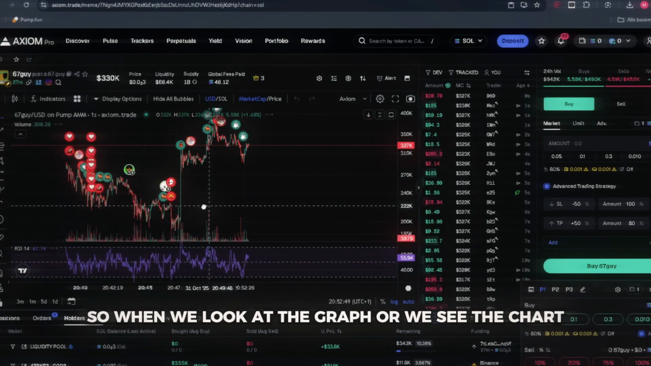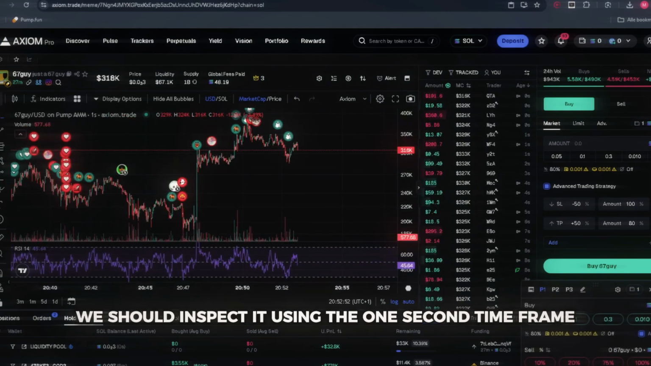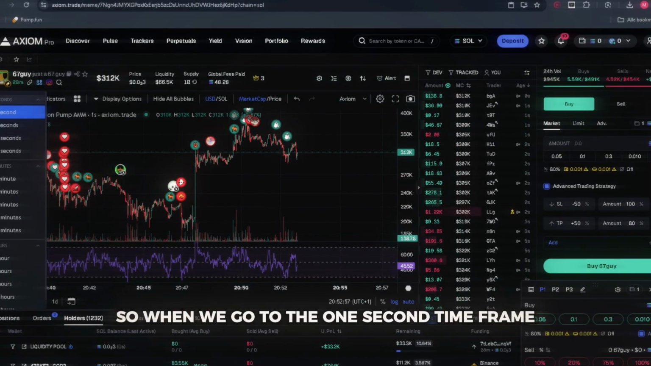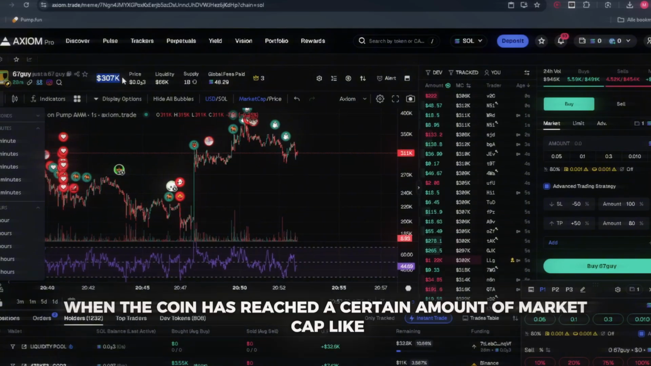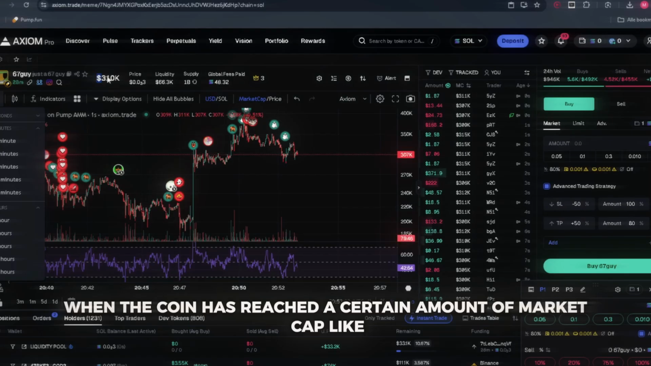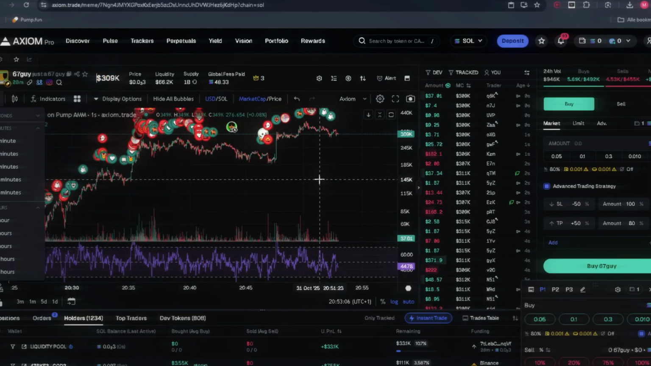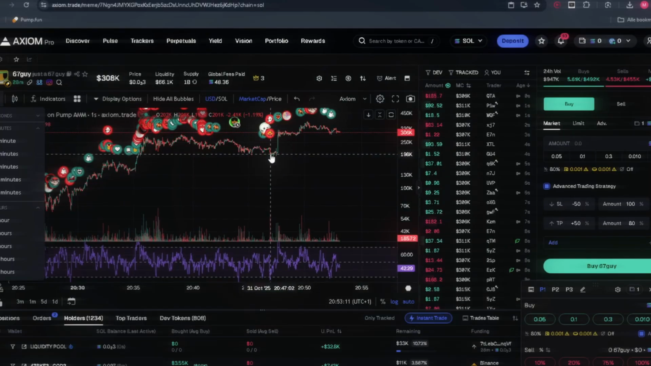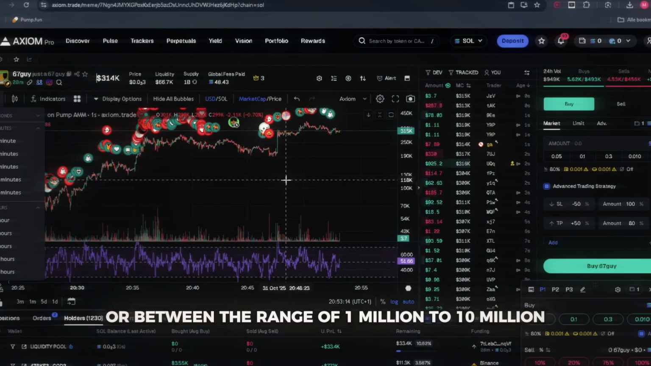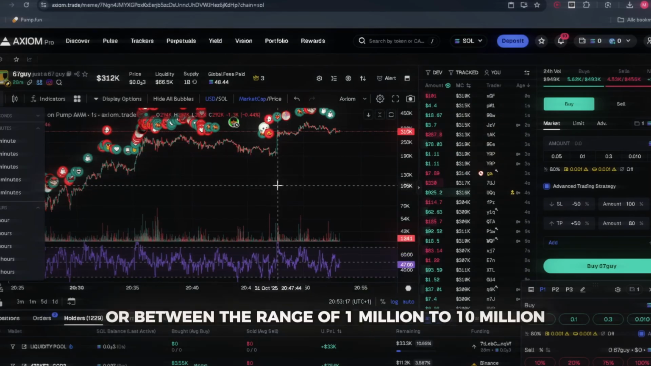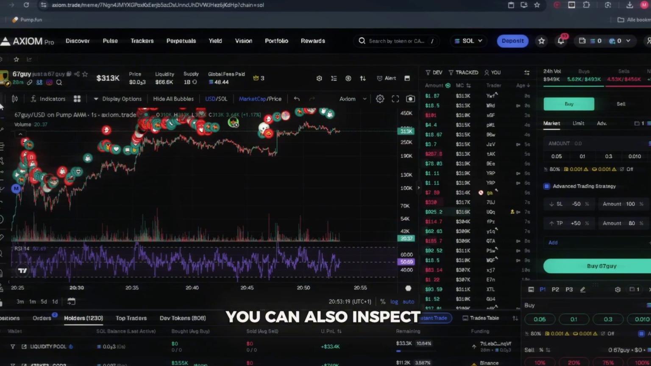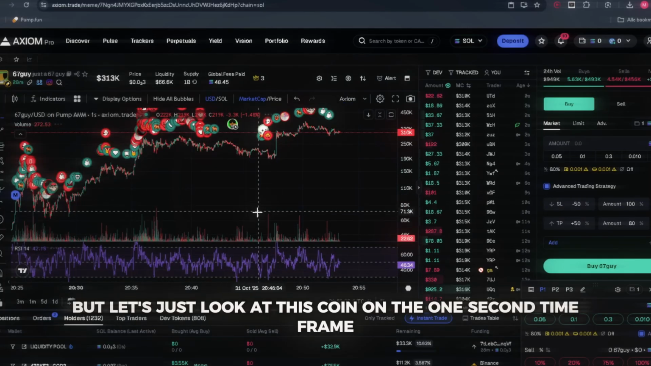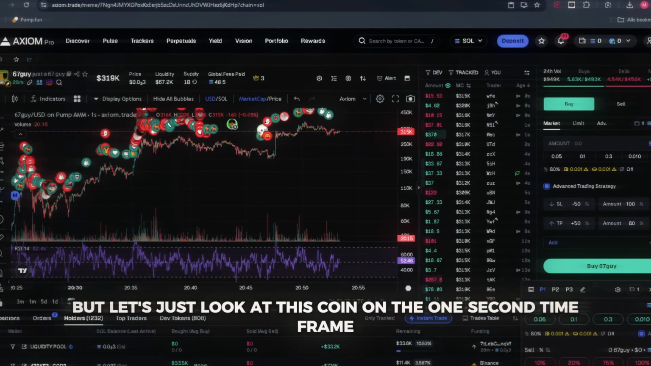So first things first, when we look at the chart, we should inspect it using the 1 second time frame, when the coin has reached a certain amount of market cap, like between the range of 100k to 1 million, or between the range of 1 million to 10 million. You can also inspect these charts on like a 5 second time frame, for example, but let's just look at this coin on the 1 second time frame.